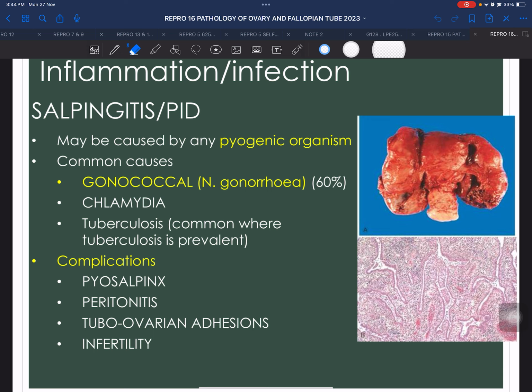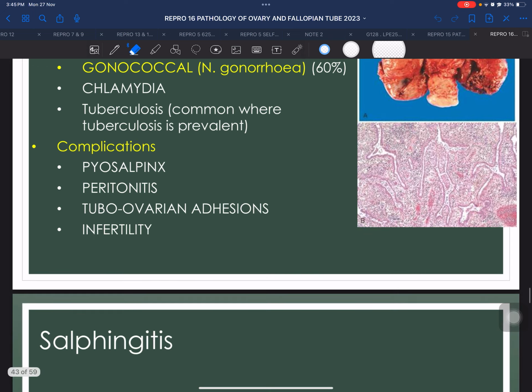So the inflammation of the fallopian tube can be acute or chronic. When it extends to involve the ovary and the other adjacent tissues in the pelvis, it is also known as pelvic inflammatory disease. Alright? So for acute salpingitis, what you see macroscopically is an inflamed, swollen, erythematous fallopian tube, and microscopically there will be lots and lots of neutrophils.